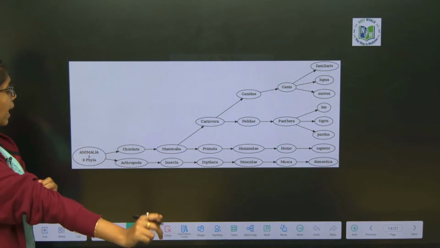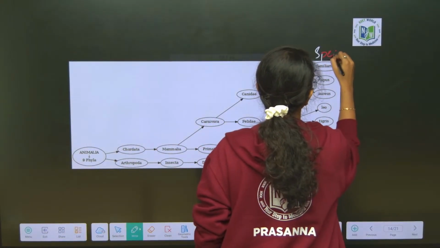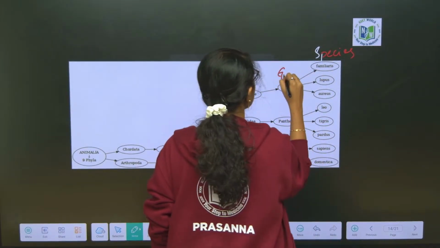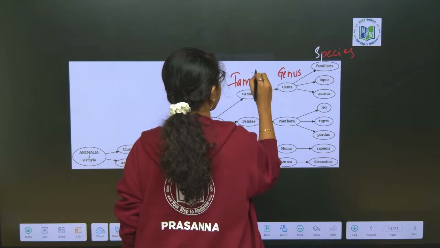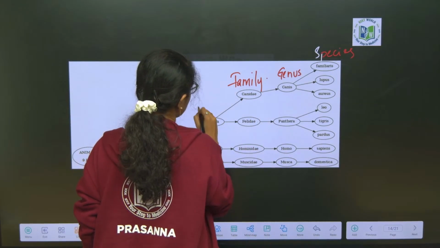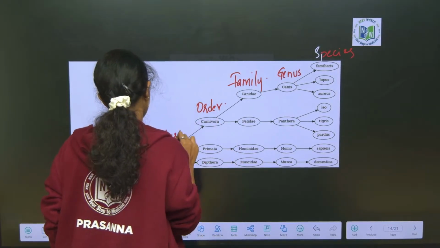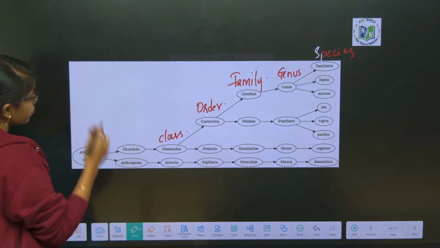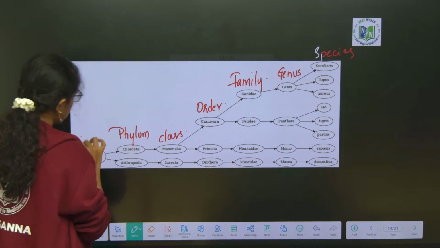In the Animalia kingdom, we again have what? Species, genus, family, order, class, and phylum. This is division.